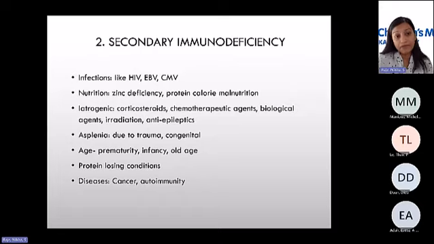Asplenia can be from trauma. It can be congenital. There is a genetic cause that's classified as an inborn error of immunity as well. So keep that in mind as well. But asplenia can come from different reasons. We talked about the extremes of age being an issue, and protein losing conditions. So enteropathy, nephropathy, where they lose proteins, they also lose immunoglobulins and can lead to hypogammaglobulinemia. And then diseases such as cancers or autoimmune issues can also suppress the immune system in different ways.